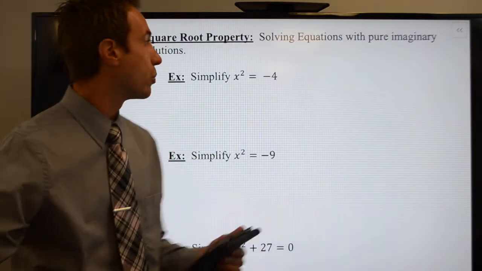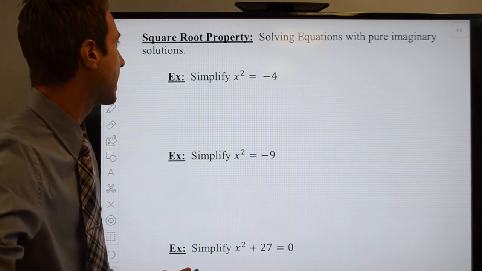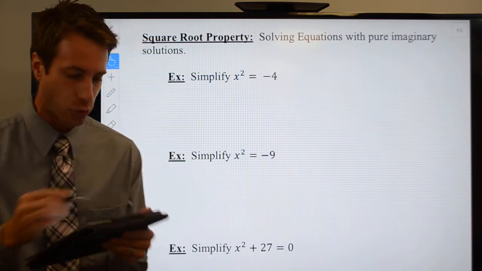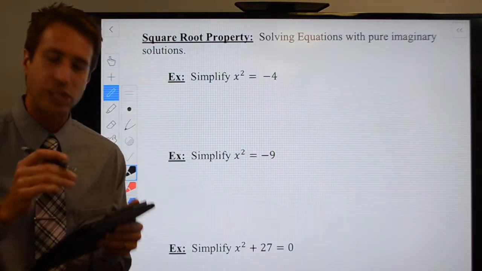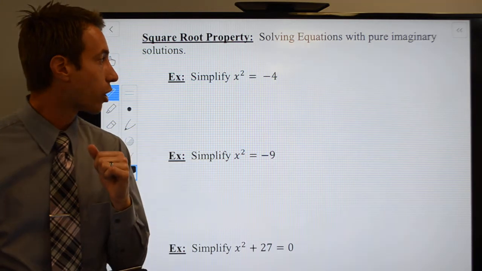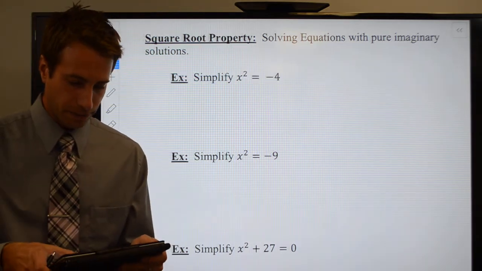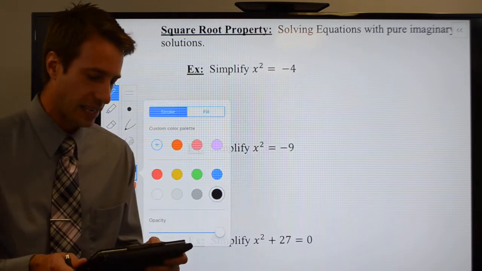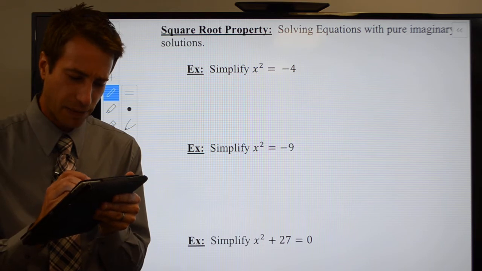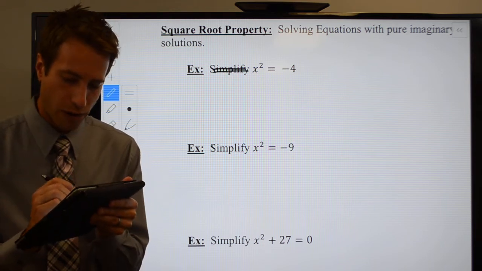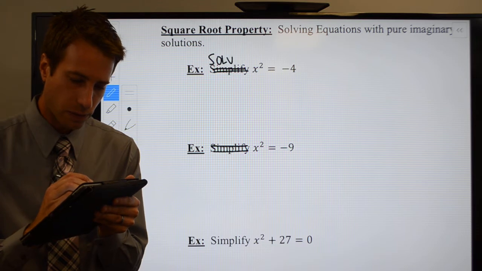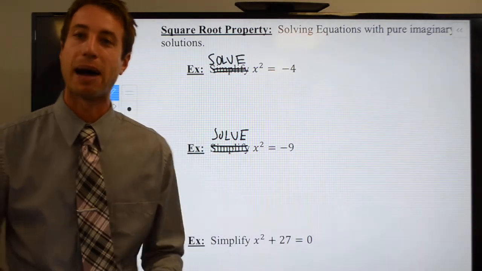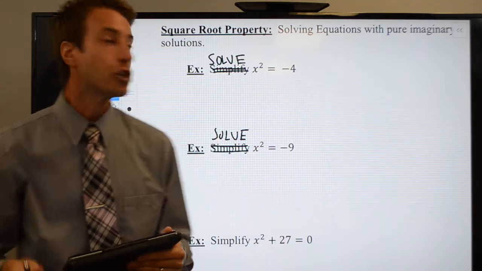In Algebra 1, when we would have gotten to these problems, we would have just simply said that, hey, these are undefined, you can't do them, and we would have had to move on to the next one. But now let's go ahead and use the definition that we just got to see how these work. Okay, well, here's what I'm going to do. For all of these, we want to solve. I want you to solve for x. So we need to get the x by itself. We need to isolate the x. So let's go ahead and do that.